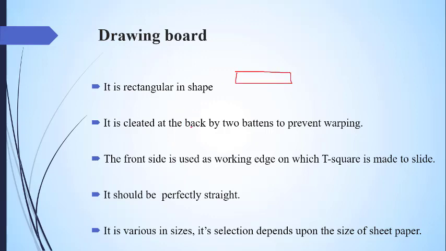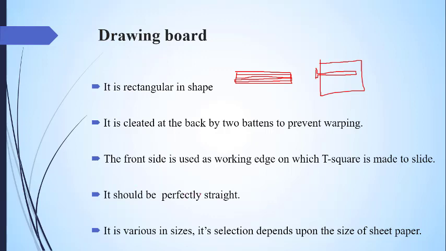It is cleated at the back by two battens to prevent warping. There are two battens beside the table or the drawing board to prevent it from breaking, etc. The front side is used as the working edge on which the T square is made to slide. For example, this is a drawing table. This front side is used for T square sliding, and the other one is fixed with a table or etc.